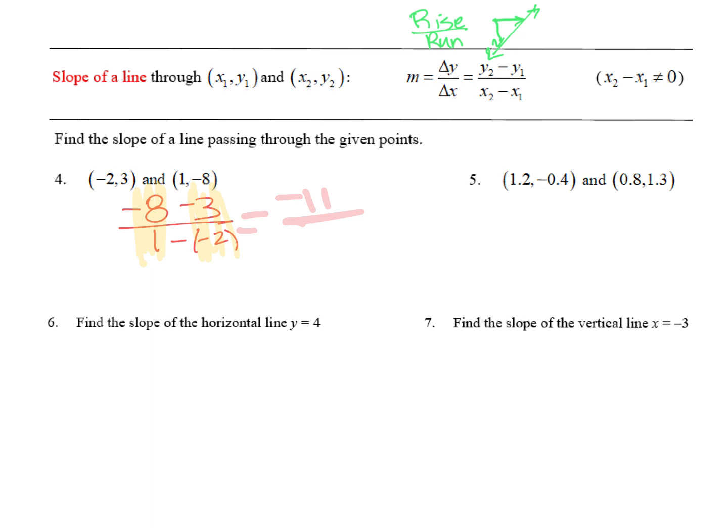1 minus negative 2, that's plus. 1 plus 2 is 3. So my answer is negative 11 over 3. All right, let's do another one.